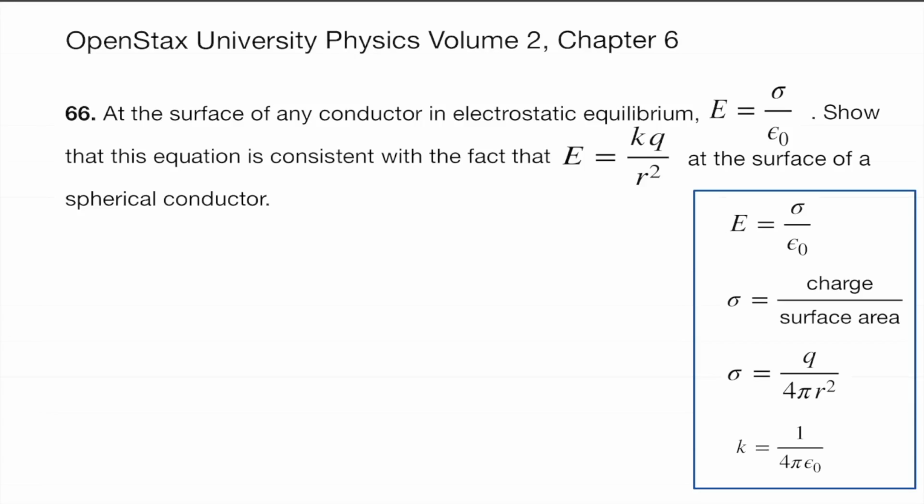Okay, so we have E equals sigma over epsilon zero. And we also know that sigma equals charge per surface area. The surface area of a sphere is 4 pi r squared. So we have sigma equals Q divided by 4 pi r squared. So let's substitute for sigma.